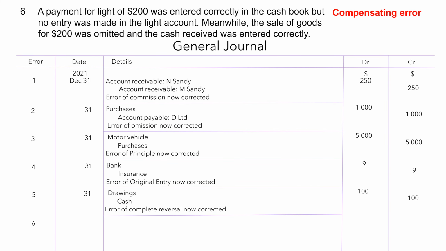General Journal. Error 6. December 31st. Light $200 debit, sales $200 credit. Compensating error now corrected.